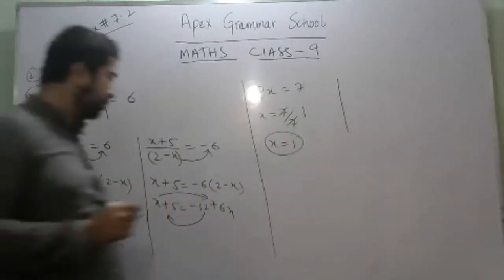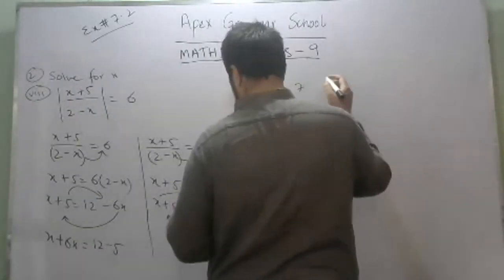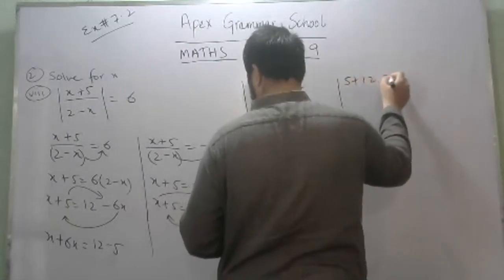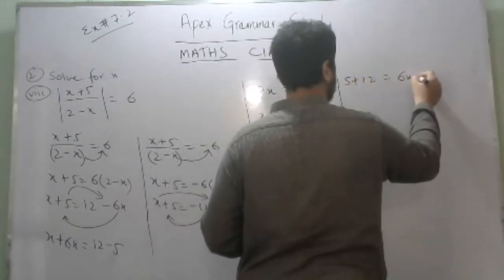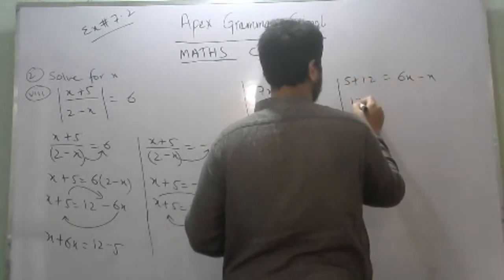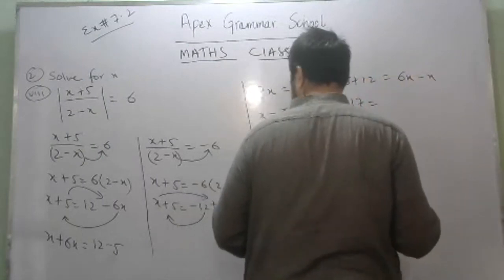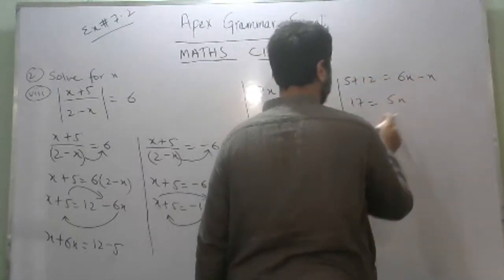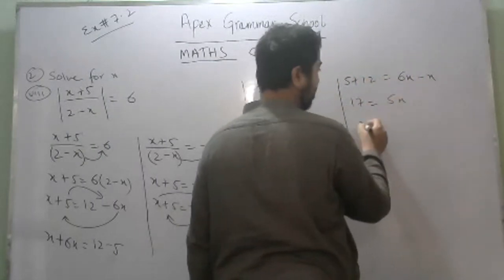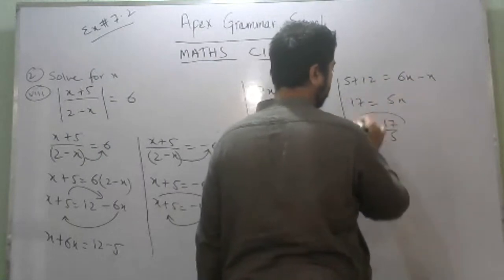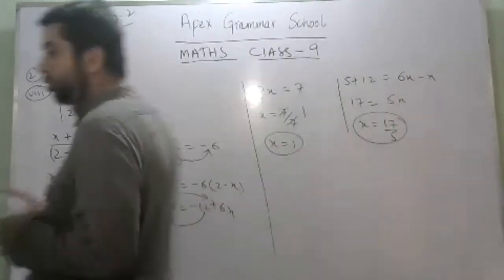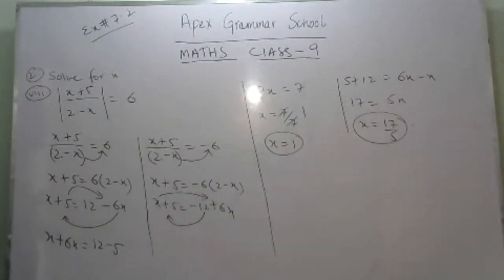And for this side, 5 plus 12 is equal to 6x minus x. 5 plus 12, answer is 17. 6x minus x, answer is 5x. 5 will be divided on the right hand side. You are left with the value of x. This value is x is equal to 17 divided by 5.